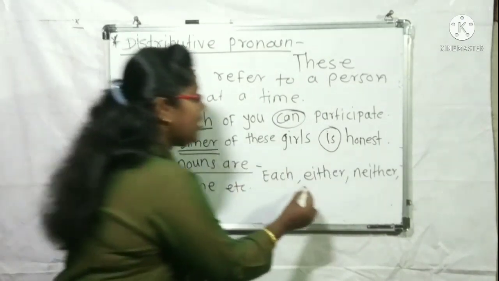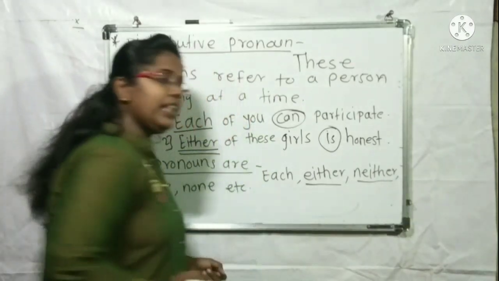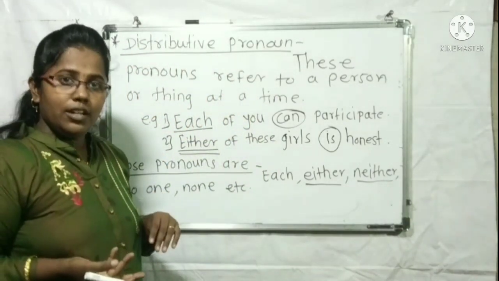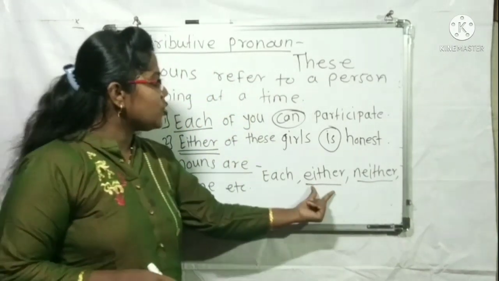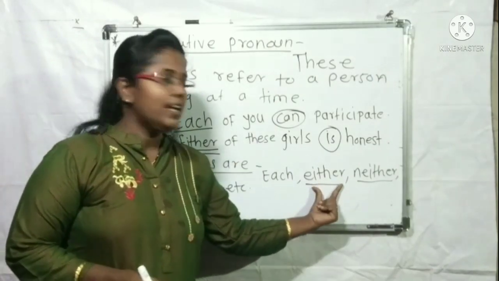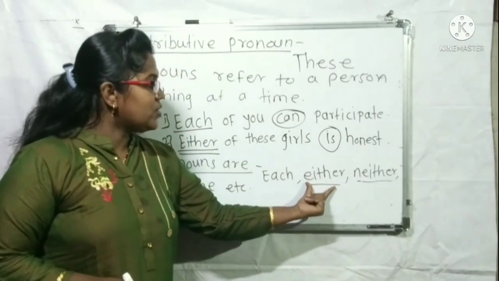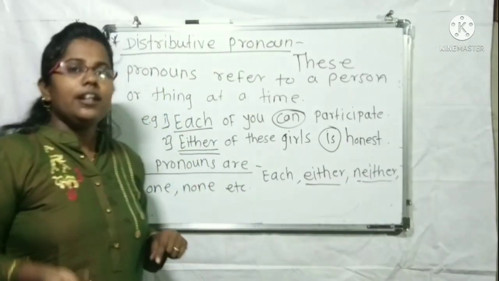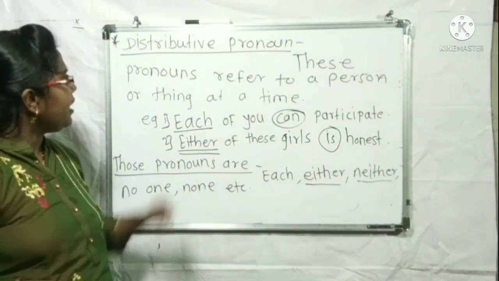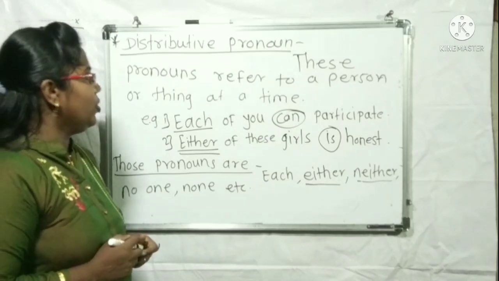But when you are using either, or and neither, nor, those will be conjunctions. But here I am using only either and neither, and that's why these are pronouns. But if you use either or, then that will be a conjunction. Okay, this is all about distributive pronoun.